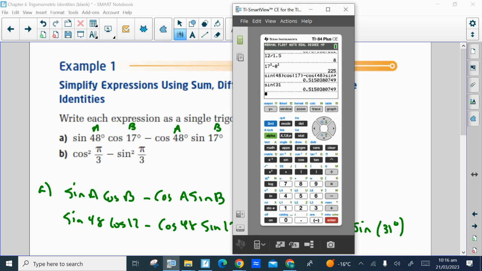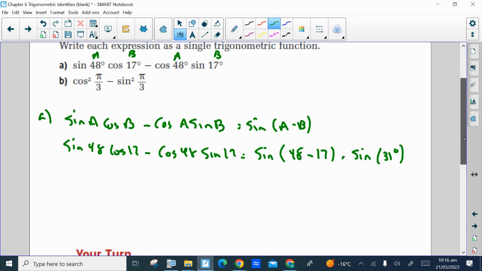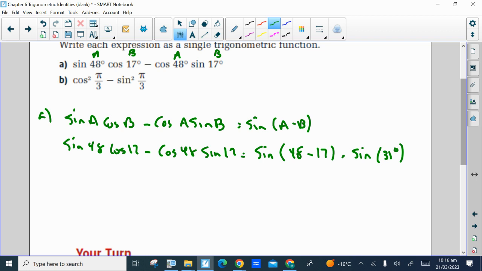So that shows you that that relationship is true. Again, you should never get these wrong because you can always use the calculator to compare. Make sure the answer you get is equal to what you started with.